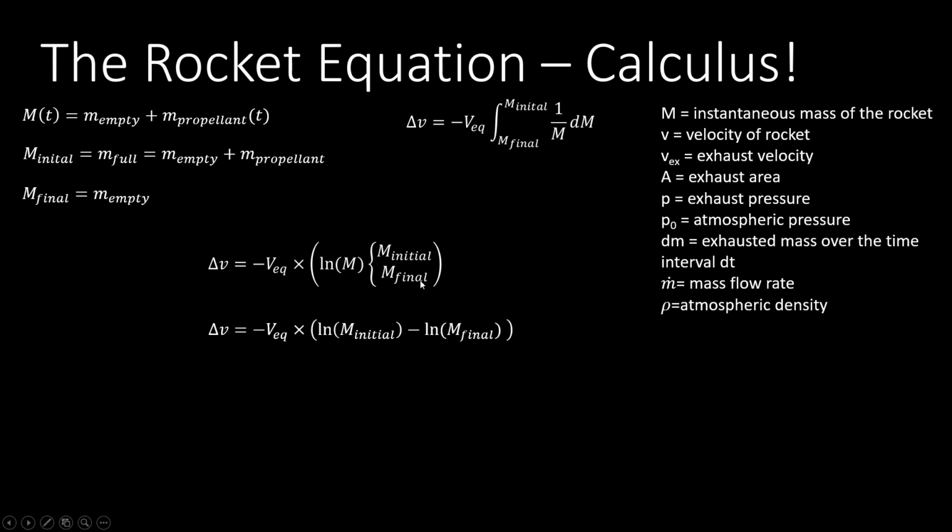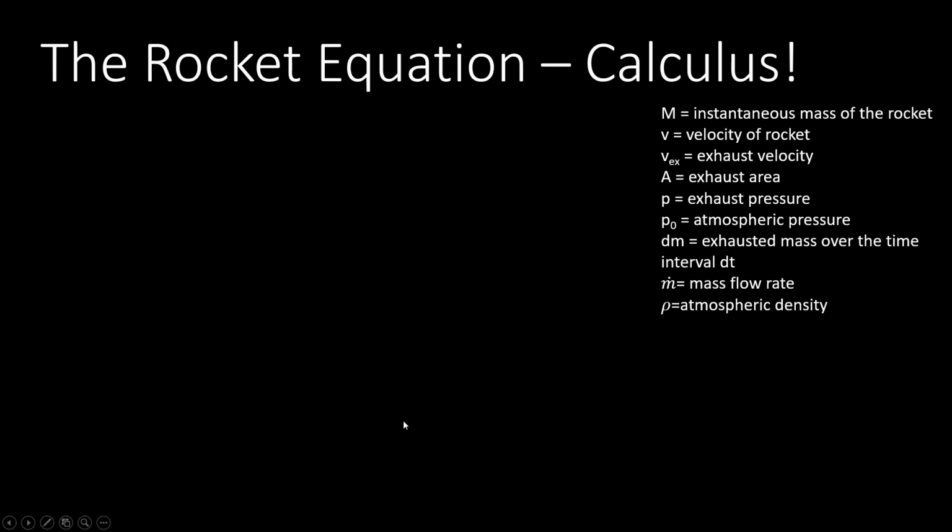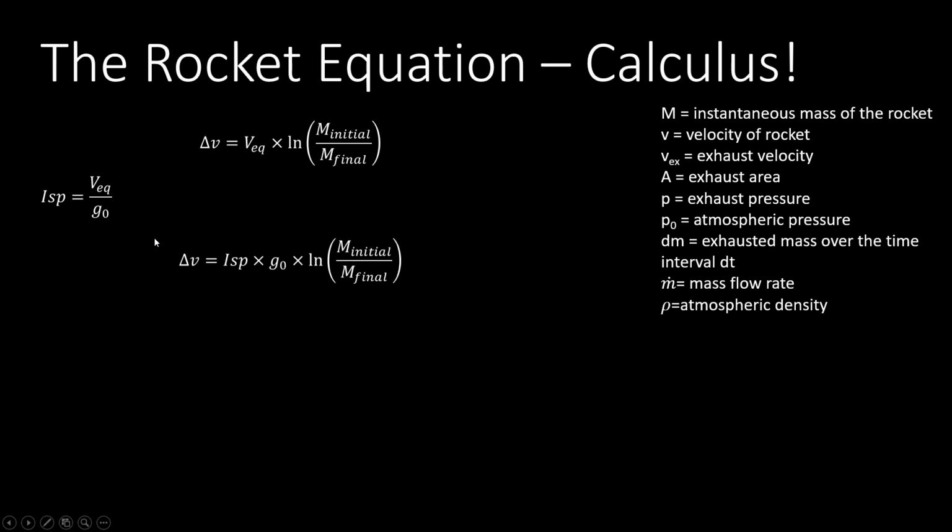We can further simplify the natural log expression through log rules so that we get a ratio. But there's more. There's this little thing called specific impulse, or Isp, and it's equal to the equivalent velocity divided by the base acceleration due to gravity, or 9.81 meters per second squared in our case. Performing a final substitution gives us the rocket equation in its ultimate form. Hooray, we got it. There's some fireworks for celebration.